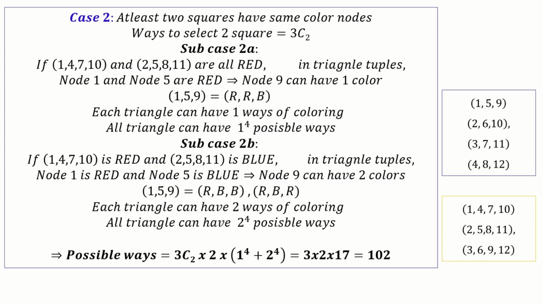Correct? So the subtotal here is 3C2 into 2, because I calculated only for red, but blue is the same. I calculated for red and blue, but it can be blue and red also. Correct? So 2 times 1 plus 2 to the power of 4, that is 3 into 2 into 17, which is 102. This I will add, because last time I subtracted; this case 2 I will add.